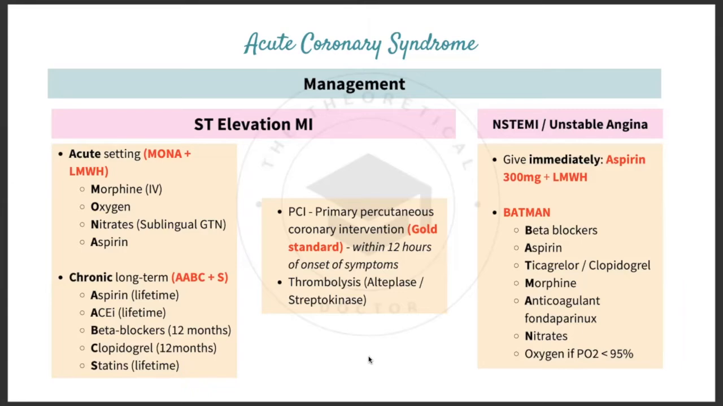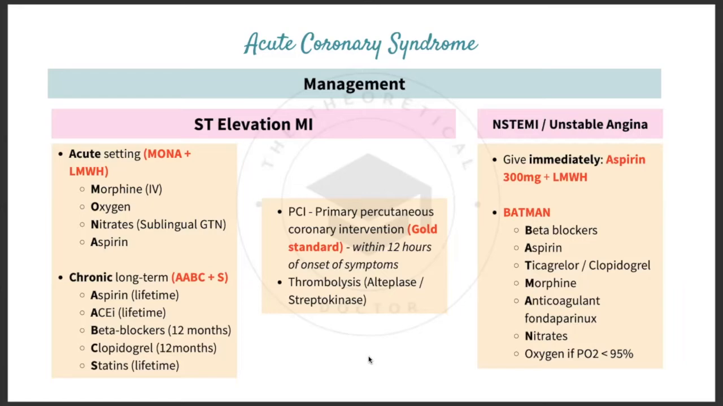So in the case of an ST elevation MI, in the acute setting, basically when a patient comes in to the hospital and they are having a myocardial infarction after you've done the necessary tests, the mnemonic to remember here is MONA plus low molecular weight heparin, or basically just MONA plus heparin. So M is for morphine, you give it through IV. O for oxygen, N for nitrate, sublingual glyceryl trinitrate, and also aspirin.